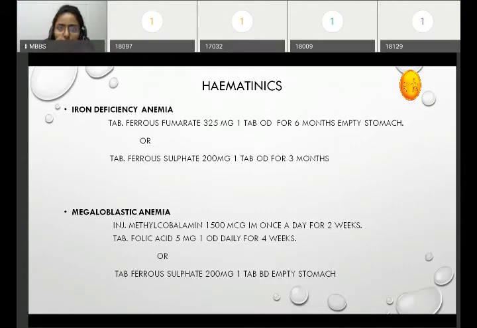Okay. So what we were saying is that in iron deficiency anemia, you have to give oral iron or parenteral iron. It depends upon the severity of the anemia. Oral iron is available in various salts, that is ferrous salt along with its complex, like ferrous fumarate, ferrous sulfate, ferrous ascorbate, then ferrous citrate, etc.